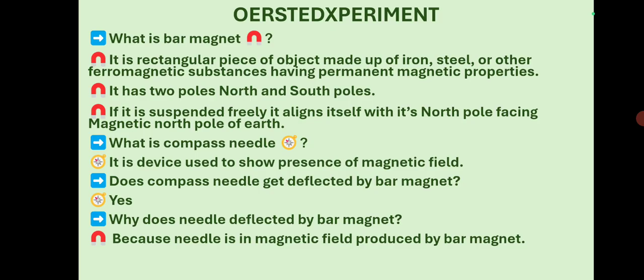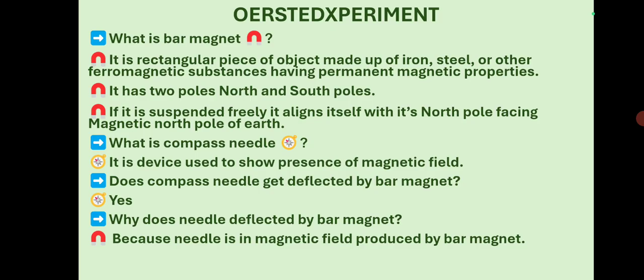Because the earth itself is a huge magnet with north and south poles. We call them the geographical north and geographical south poles. So when we suspend this bar magnet freely in the air, it aligns itself, meaning its north comes in the direction of the north of the earth.